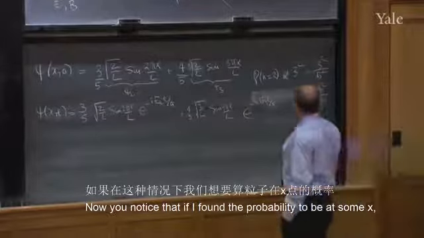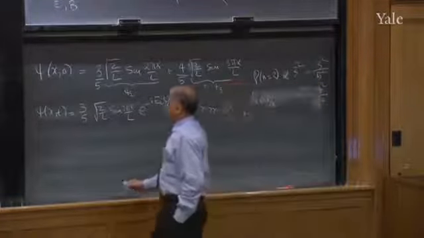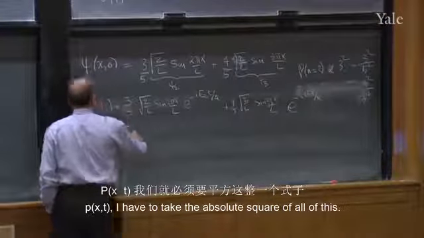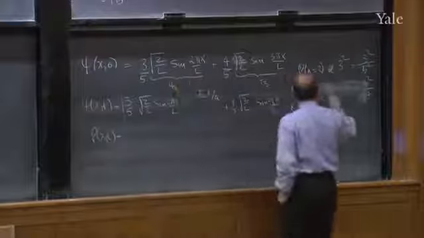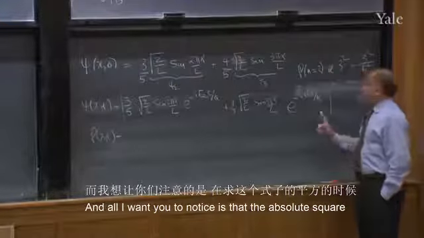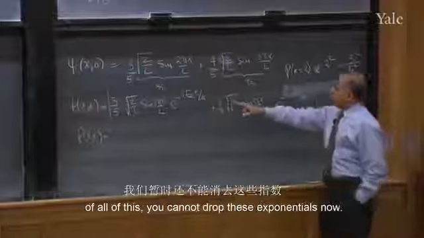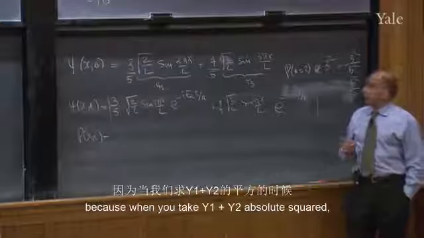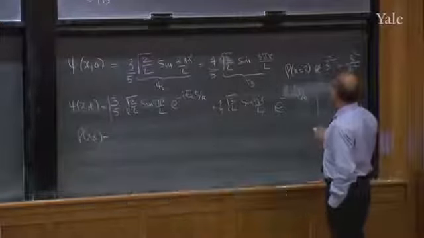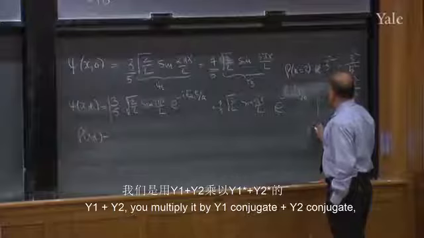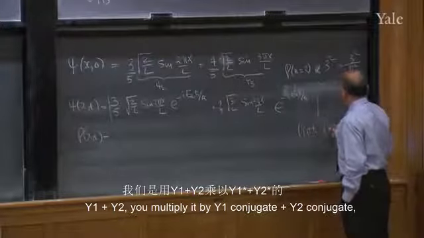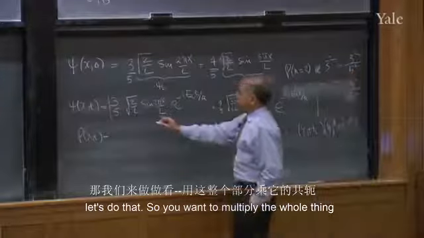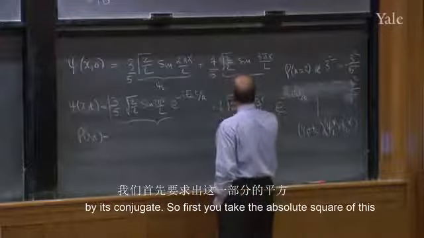Now you notice that if I found the probability to be at some x, P of x and t, I have to take the absolute square of all of this. And all I want you to notice is that in the absolute square of all of this, you cannot drop these exponentials now. If you've got two of them, you cannot drop them. Because when you take psi 1 plus psi 2 absolute square, you multiply it by psi 1 conjugate plus psi 2 conjugate. Let's do that. So you want to multiply the whole thing by its conjugate.